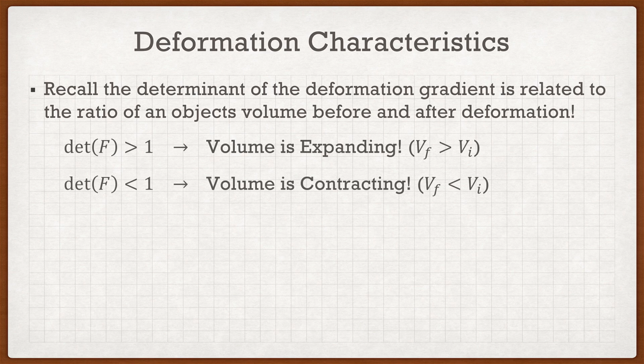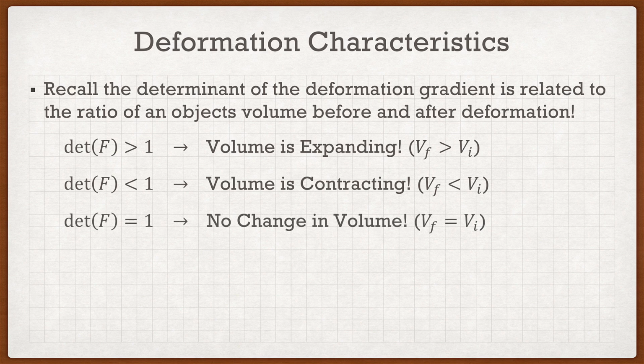Now, if the determinant of F is less than 1, this means that our final volume is less than our initial volume. So the volume is contracting, it's shrinking. However, if the determinant of F is equal to 1, this means that there's no change in volume. Our final volume is equal to our initial volume. So now we're starting to see that we can do two things with the determinant.